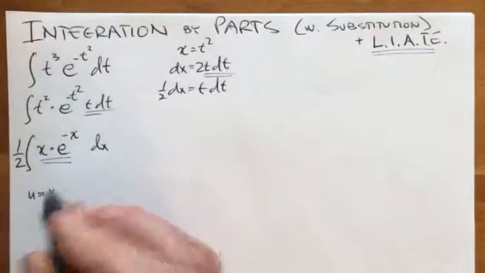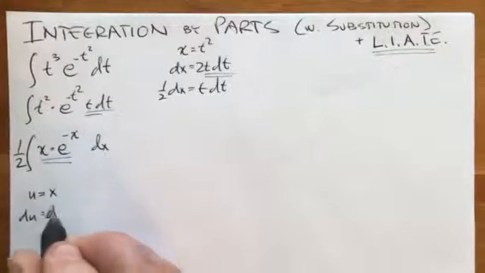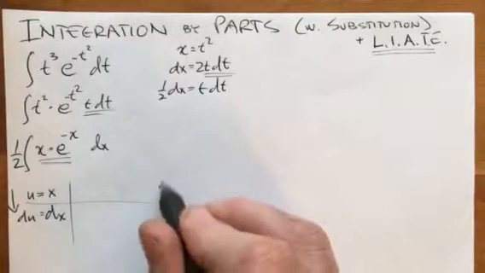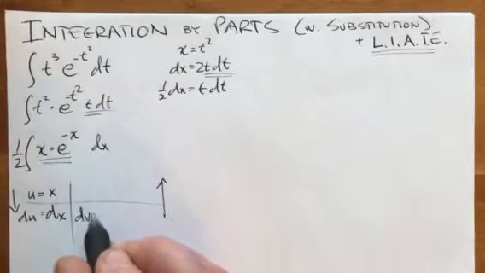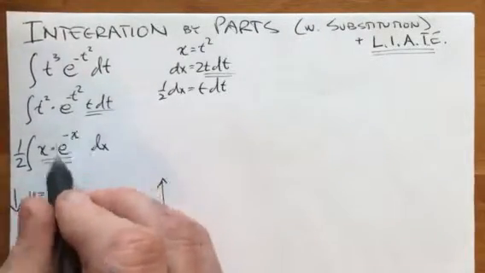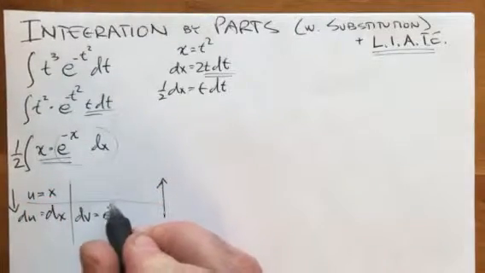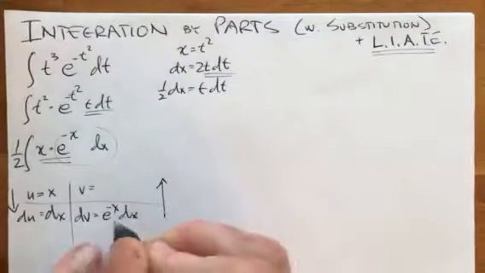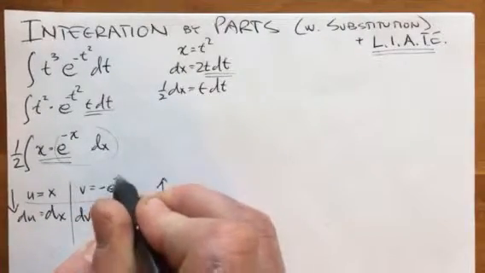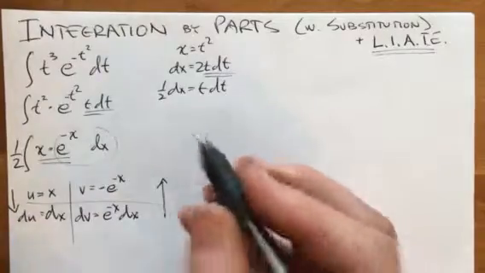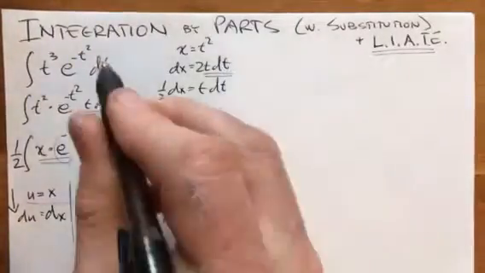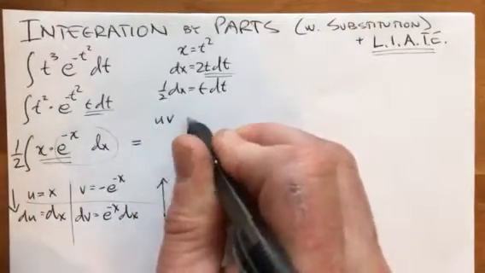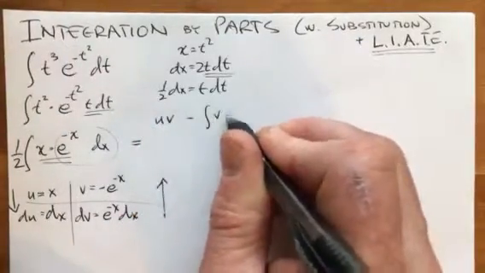u equals x, du equals dx, working down, then working up on this side, dv is going to be equal to this part here, e to the minus x dx. And then I integrate to find what v is. v then is just minus e to the minus x. Okay? Well, we know then this is going to be equal to our integration by parts formula of uv minus the integral of v du.